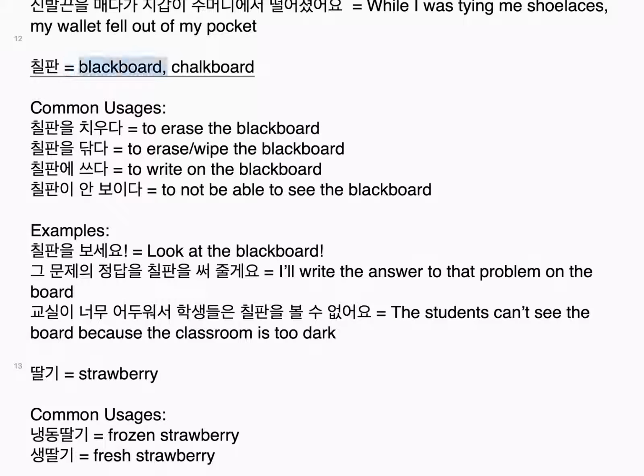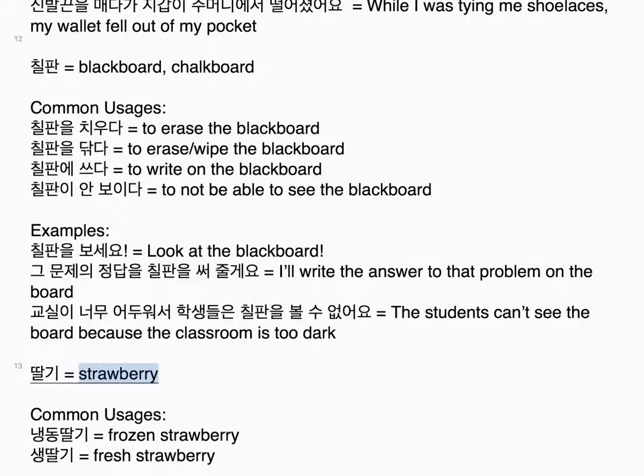칠판 equals blackboard, chalkboard. Common usages. 칠판을 치우다 equals to erase the blackboard. 칠판을 닦다 equals to wipe the blackboard. 칠판에 쓰다 equals to write on the blackboard. 칠판이 안 보이다 equals to not be able to see the blackboard. Examples. 칠판을 보세요. Look at the blackboard. 그 문제의 정답을 칠판에 써 줄게요. I'll write the answer to that problem on the board. 교실이 너무 어두워서 학생들은 칠판을 볼 수 없어요. The students can't see the board because the classroom is too dark.